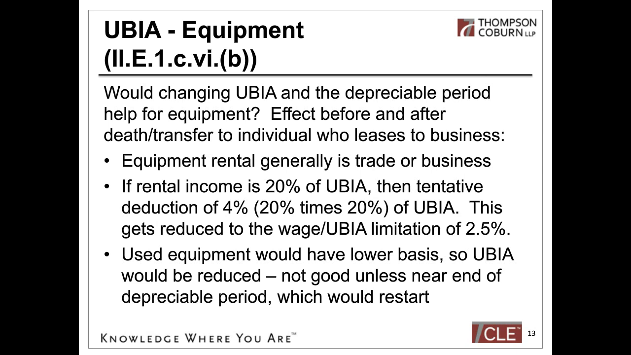So for example, if the property cost $100,000 and you had $20,000 of rental income every year, your tentative deduction for qualified business income would be 20% of the $20,000 rental income. So $20,000 rental income times 20% is $4,000. So your tentative deduction for qualified business income before considering the wage and the UBIA limitations would be $4,000.